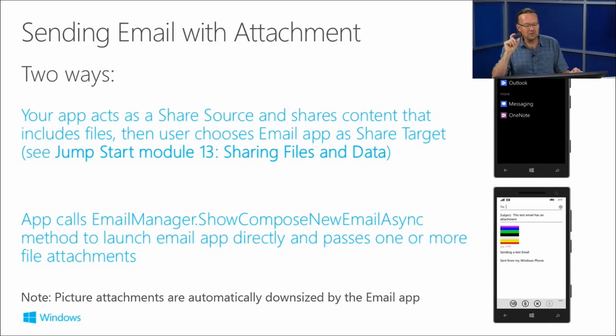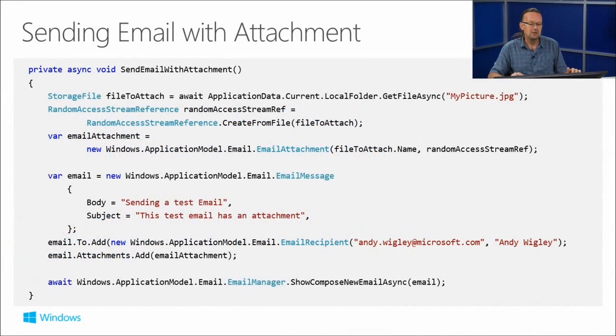But the more direct way of doing it is to use EmailManager.ShowComposeNewEmailAsync and pass in one or more file attachments. An interesting side note about this: if you allow the user to choose a large high-def photo from their camera roll, it will be automatically downsized by the email app as it's sent out. So this is the code to send it directly.